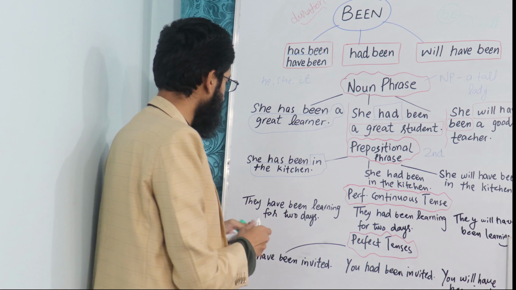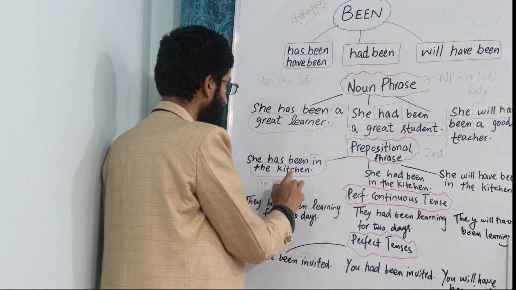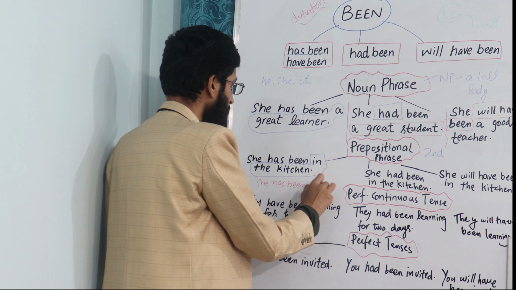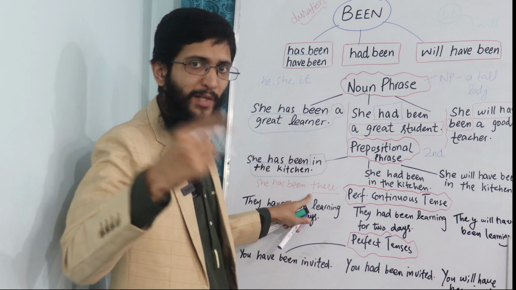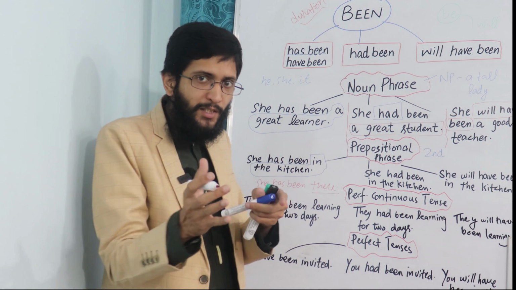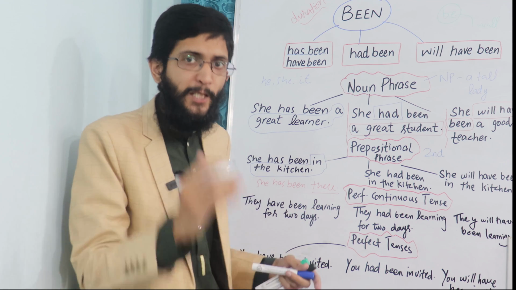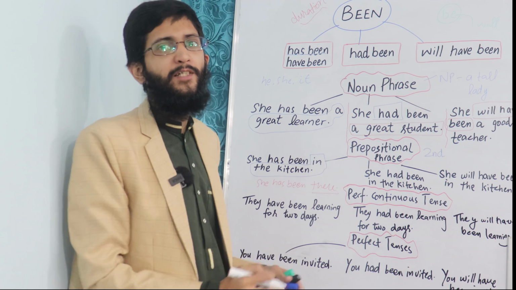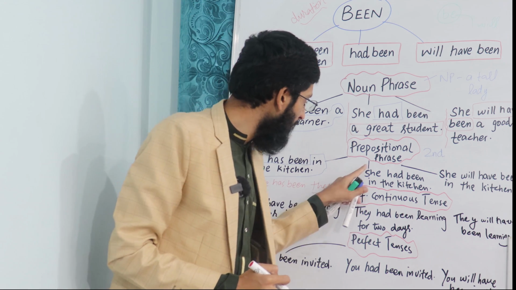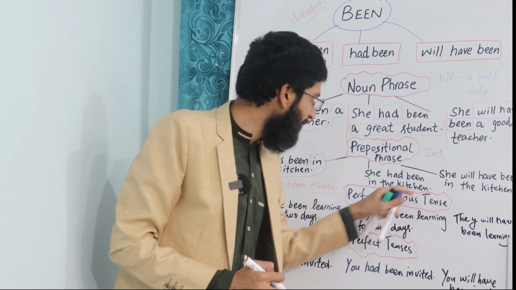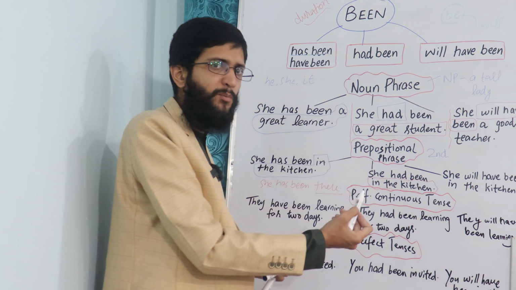You can also say she has been there. There is an adverb. She has been there, that means she was present there. Or she has been there for 3 hours, for 10 hours, for 10 days. That means she has been staying there. She has been living there. Second, for past, she had been in the kitchen. In the kitchen, that means she had been doing something in the past.